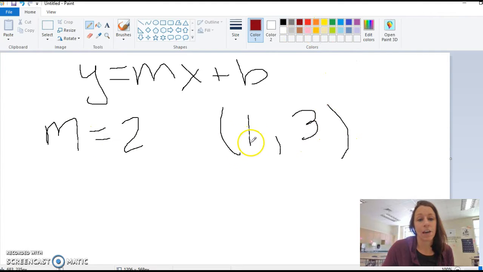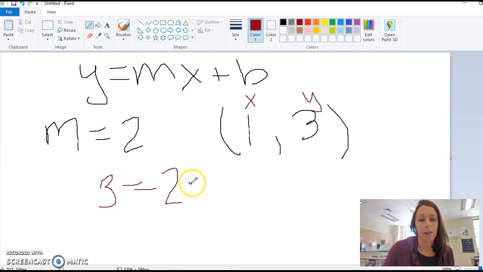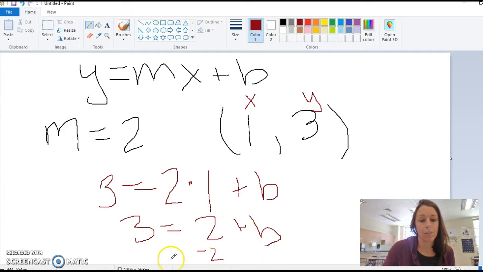We need to realize that this 1 is our x value and this 3 is our y value. We're going to plug it into our equation, and our goal is to figure out what b is equal to. What is the y-intercept? So plug in 3 for y equals m, which is 2, times our x value, which is 1, and then plus b because we don't know what b equals yet. We'll simplify that: 3 equals 2 times 1, which is 2, plus b. We'll subtract 2 from both sides, and that gets us b is equal to 1.